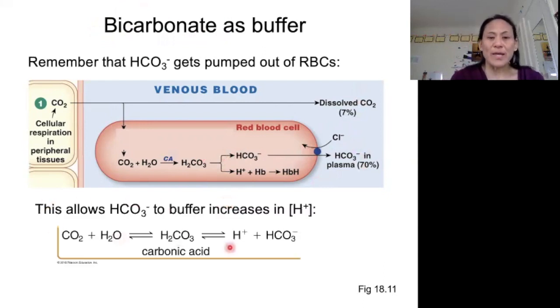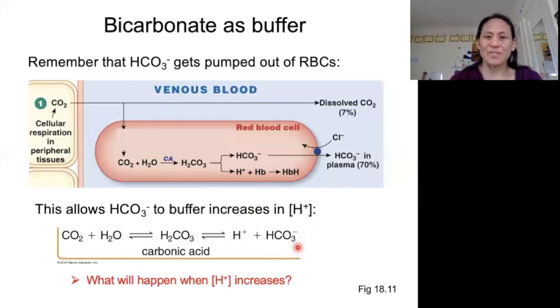Looking again at our carbonic acid reaction, well, actually here, we're just going to look at this part right here. So we have bicarbonate here. If we have an increase in hydrogen ion in our plasma, what is going to happen? Just take a moment to think about that. What's that going to do to this chemical equation?